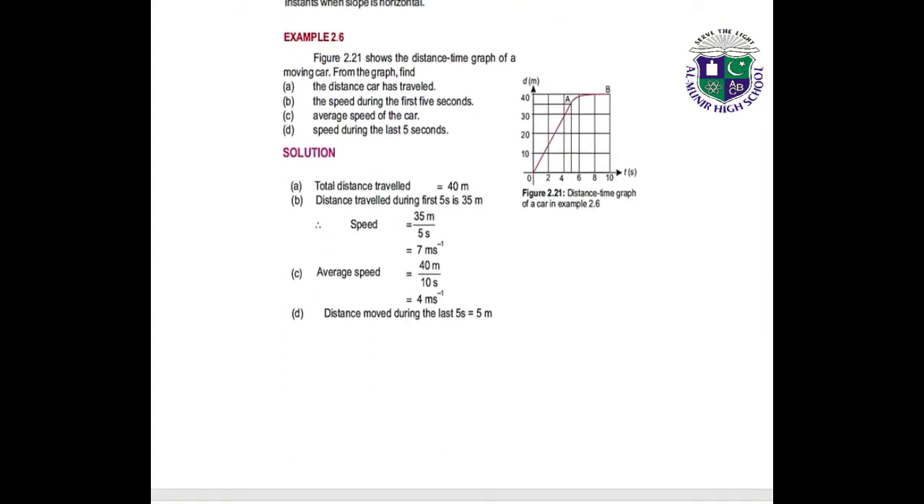Example number 2.6. This graph shows the distance time graph. Here we have the distance and the time of a moving car. From the graph we have to find out all these values: distance, speed, average speed, speed during the last 5 seconds. So total distance traveled is 40 meters. Distance traveled during first 5 seconds is 35 meters. So to find the speed we will put the values. Here we have the answer. Speed will be 7 meter per second. Average speed will be 4 meter per second. Distance moved during the last 5 seconds will be 5 meters.